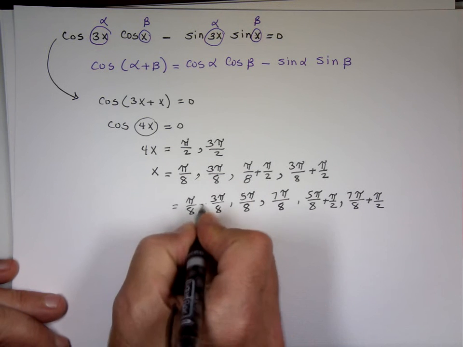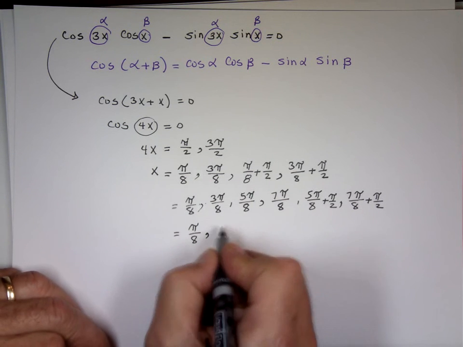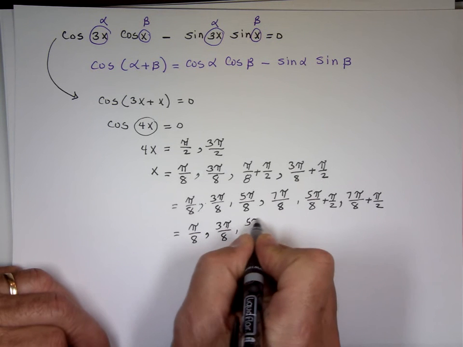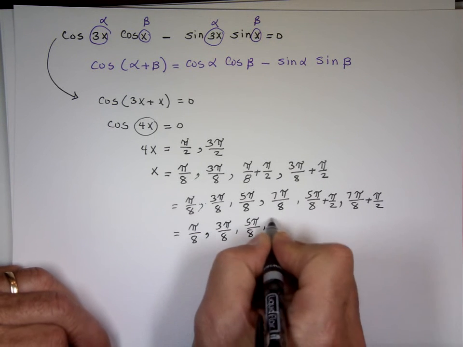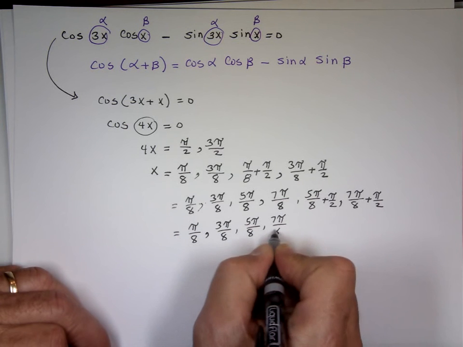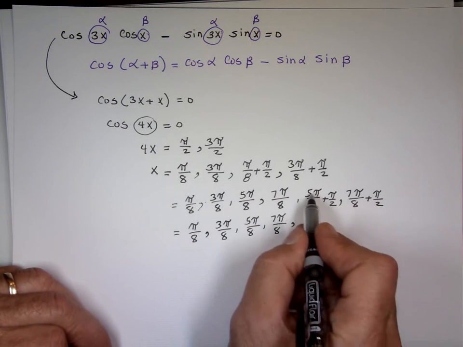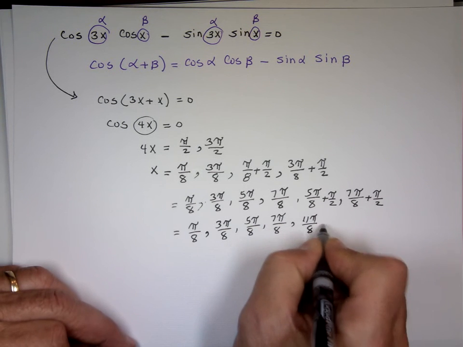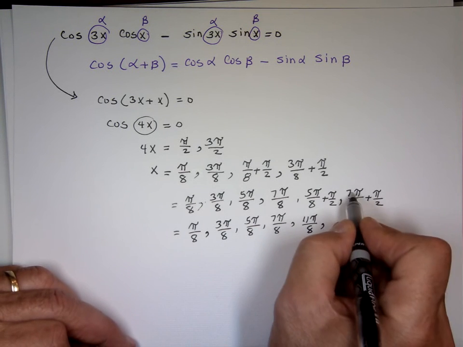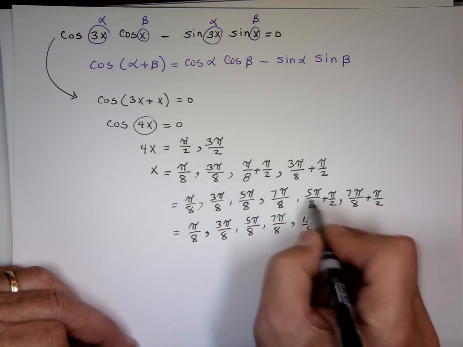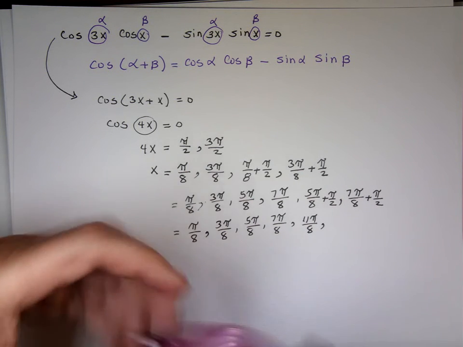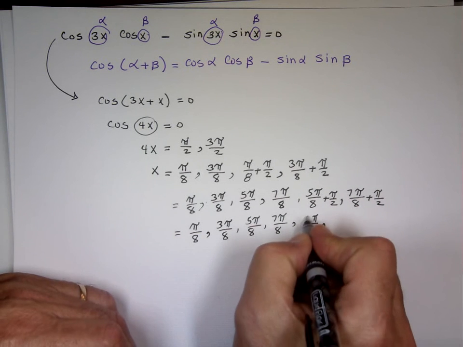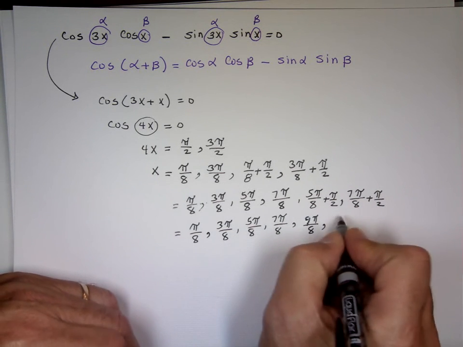So pi over 8, 3 pi over 8, 5 pi over 8, 7 pi over 8. Now let's calculate these numbers. This is 4 and 5, which is what? 11 pi over 8? 4 and 7, oh wait a minute. 4 and 5 is what? 9. The other one is 11. My subconscious. 9 pi over 8, and what's the last one? 11 pi over 8. We have 2 more to add.